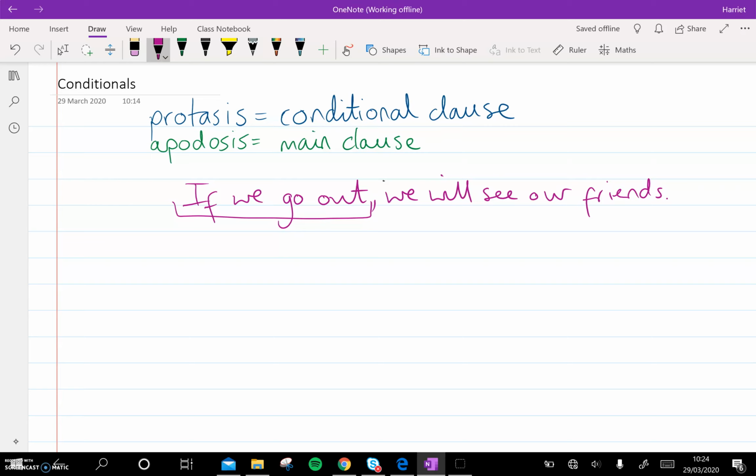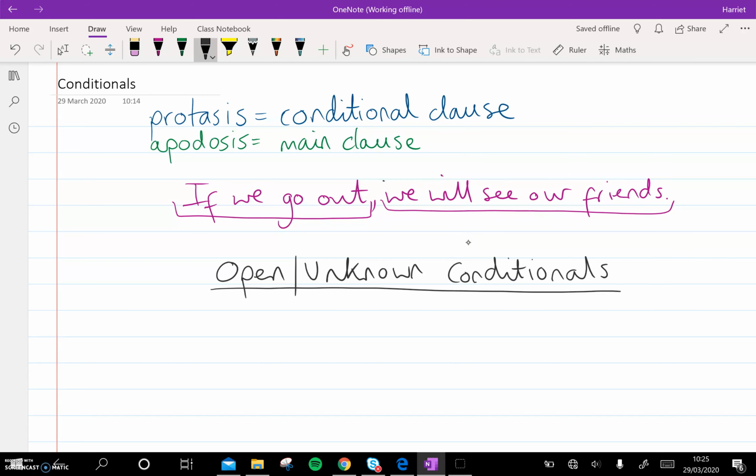The apodosis is the main clause, so it's the result of the conditional in a sense. So this is your apodosis. Now, as you can see, in English and most of the time in Latin, your protasis occurs before your apodosis. So you get given the if clause and then you get given the result of that. That doesn't always happen. It's the most common setup of this sort of sentence. But it doesn't follow those rules that strictly, because you could say in English, we will see our friends if we go out, for example.